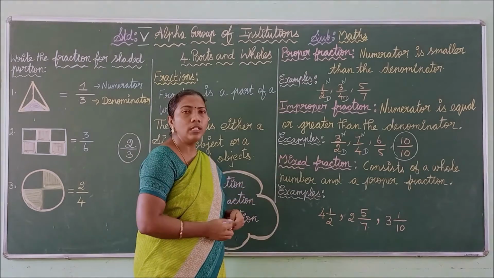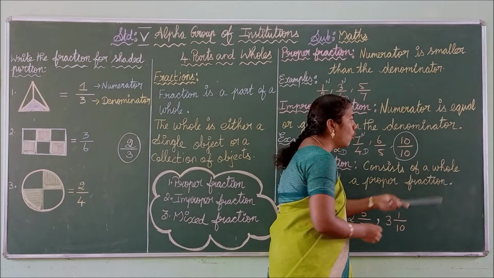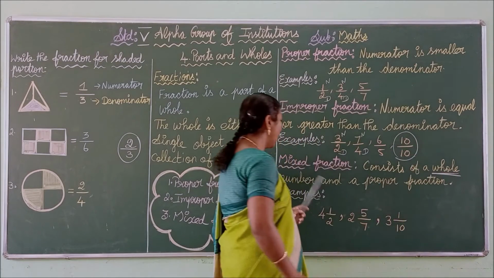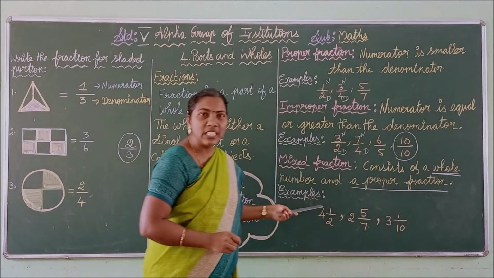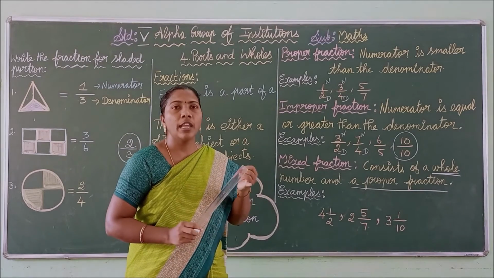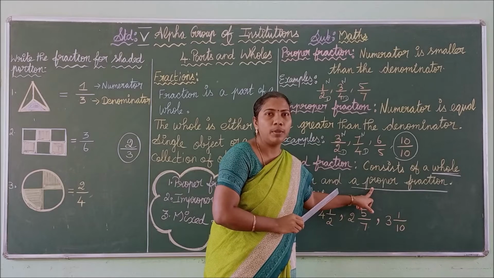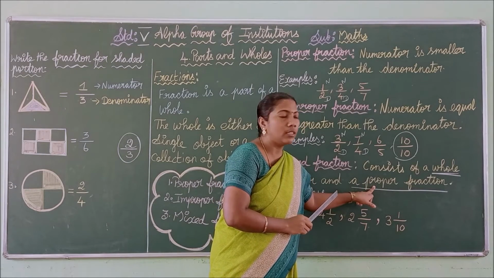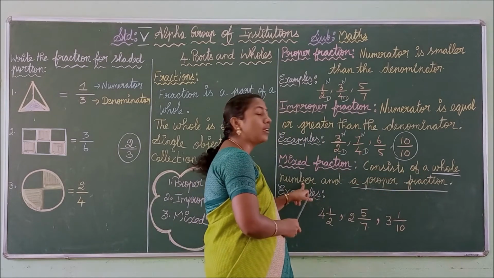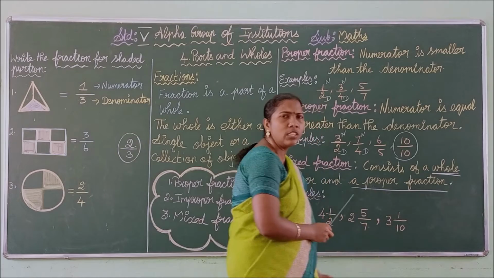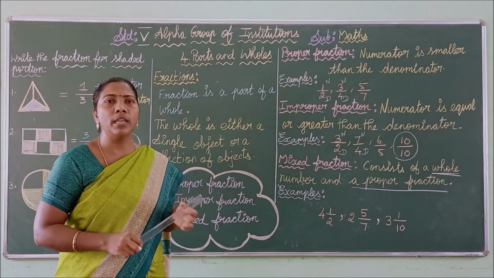Mixed fraction. What is in the mixed fraction? See here. The mixed fraction consists of a whole number and a proper fraction. That is, if it is a mixed fraction, it should contain a whole number and, important, it contains a proper fraction, not an improper fraction. So definitely you have to remember this. A mixed fraction consists of a whole number and a proper fraction. What is a whole number? 0, 1, 2, 3, 4, etc. Such types of numbers are said to be whole numbers.